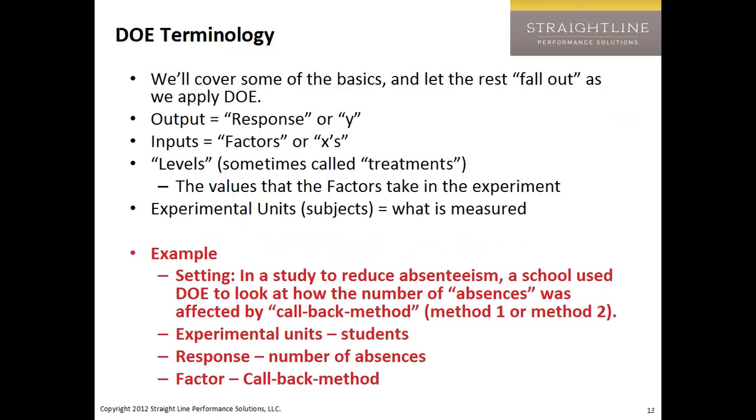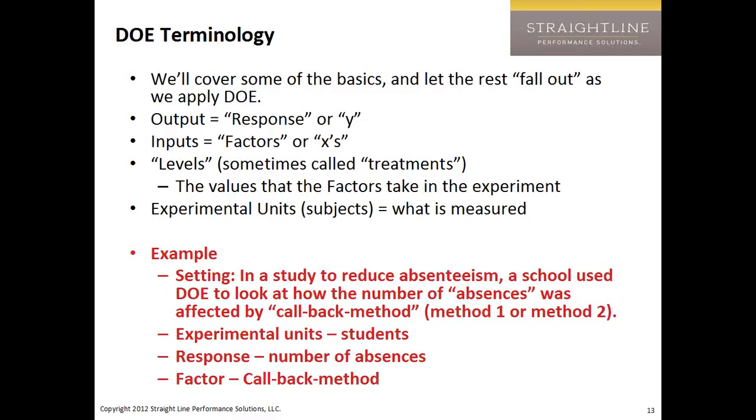Very quickly, terminology, and we've already talked about this. Our output in DOE is often called a response. Our inputs are called factors, and the settings that we put them on are sometimes called treatments, but they're most often called levels. The things that are being measured are called experimental units. So let's go through an example. In a study to reduce absenteeism, a school used DOE to look at how the number of absences was affected by the callback method, callback method 1 and callback method 2. In this case, the experimental units are students, the response is the number of absences, and the factor is the type of callback method. In fact, the levels are method 1, method 2.